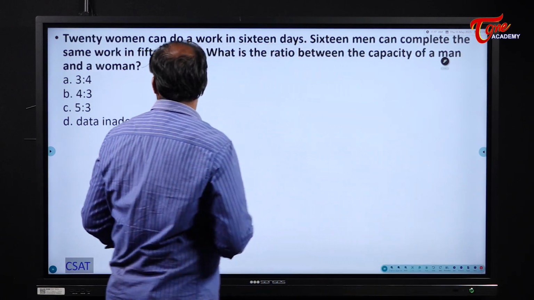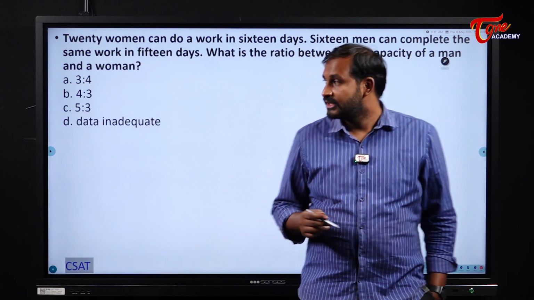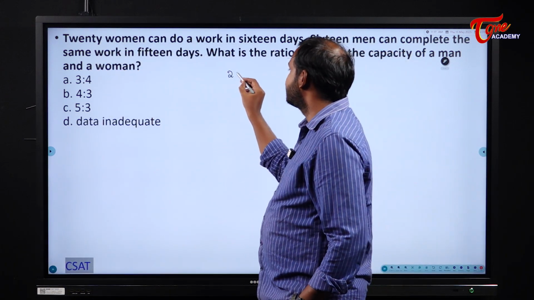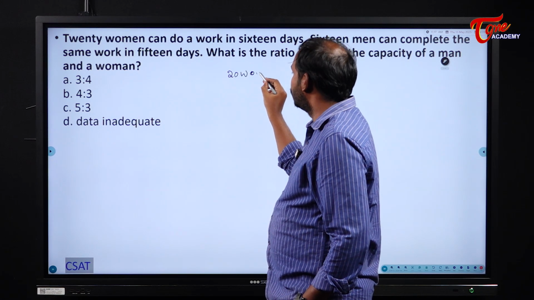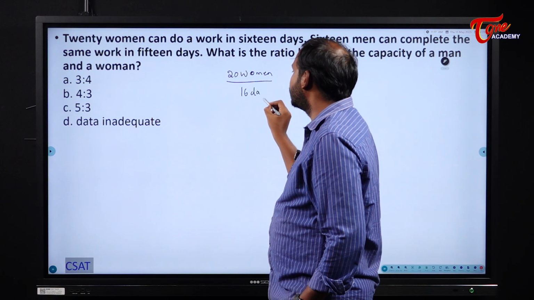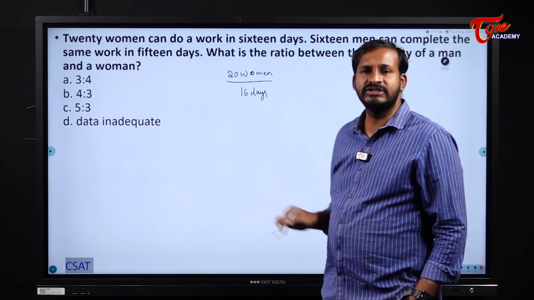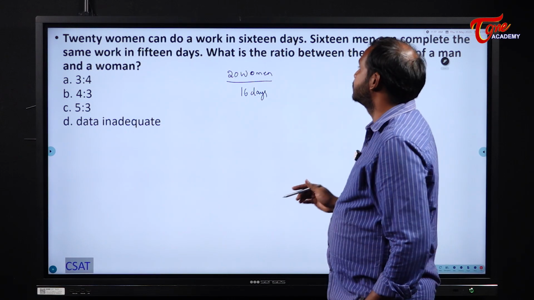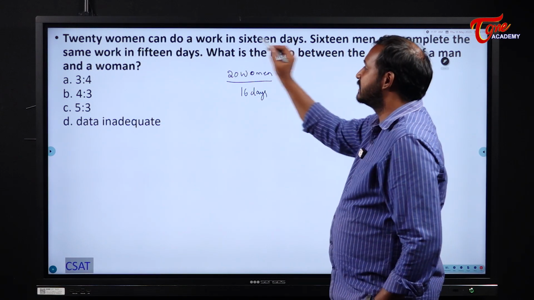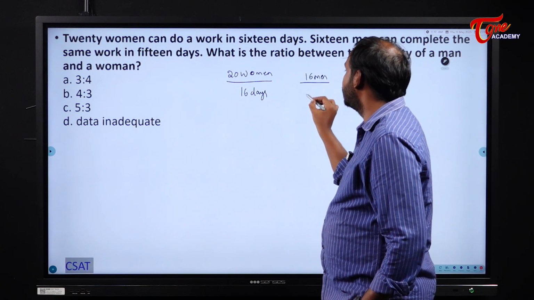Next. 20 women can do the work in 16 days. Okay. 20 women. Now they are a group of people. Okay, no problem. 20 women can do the work in how many days? 16 days. Whatever may be the question, our basics remain the same. Instead of A, here it is 20 women. Okay. Next. 16 men can complete the same work in 15 days.